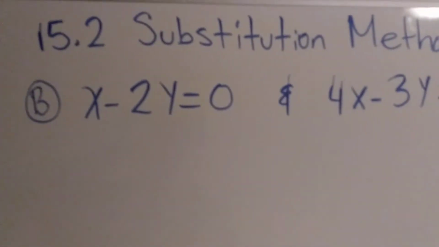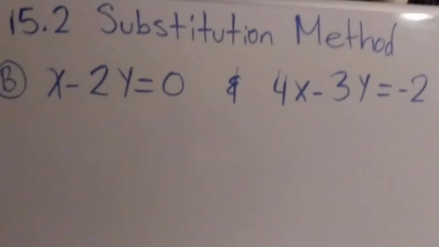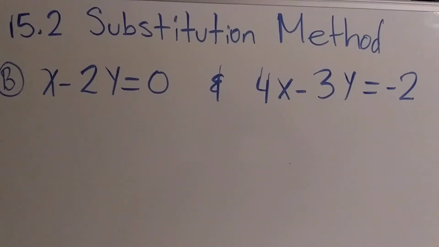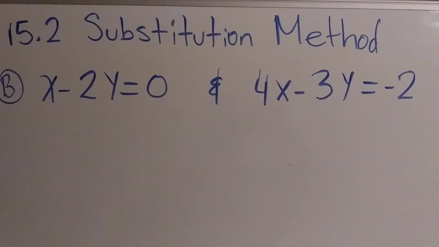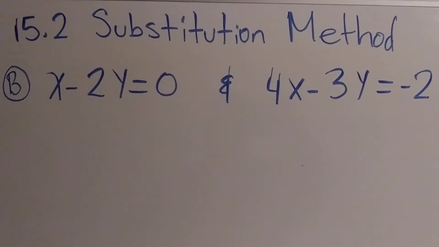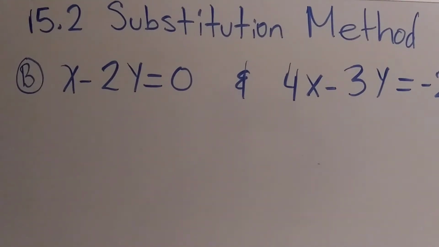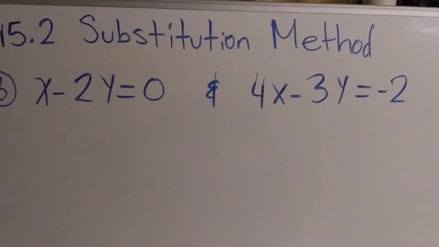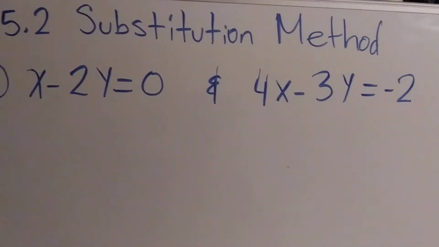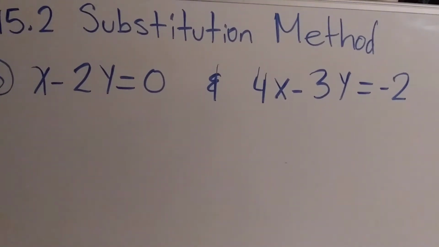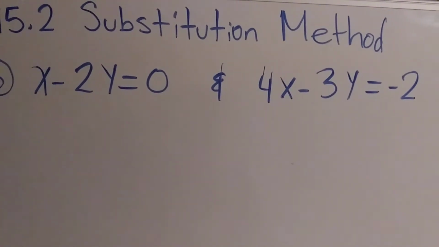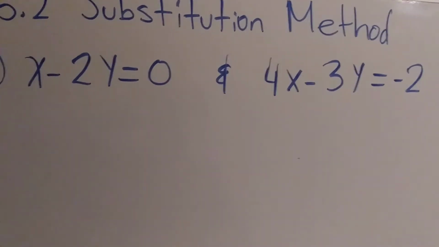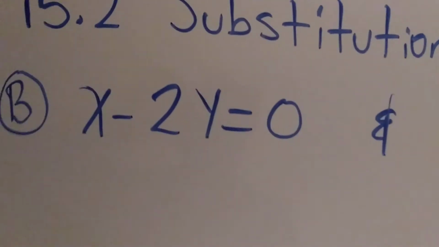Okay, so the problem that I showed you previously was straightforward, as you were given one of the equations with a variable isolated. In this case, you have variables that are not isolated in either equation. So we're going to look to see which equation can be isolated in the simplest way. If we look at the first one, we have x minus 2y equals 0. So let's try to solve for x in this one.